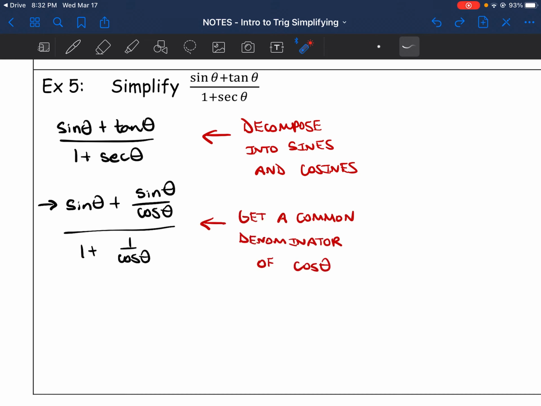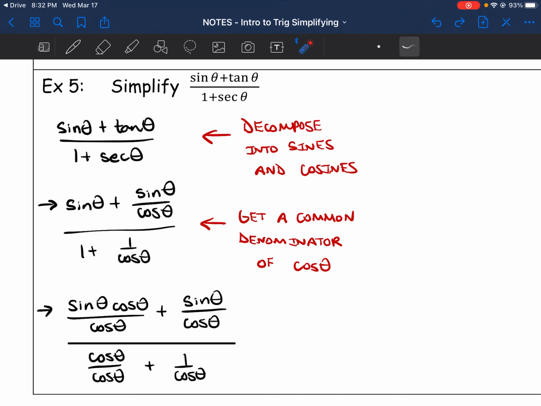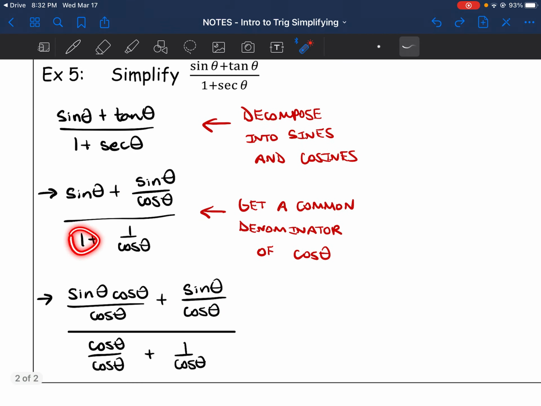Okay, so here's what happens. We can see that the sine theta, when you multiply it by cosine theta over cosine theta, you get this term right here, sine theta cosine theta over cosine theta. We don't need to mess with this term because it already has the common denominator that we wanted. The 1 turns into cosine theta over cosine theta. And we didn't need to mess with this term because it already had the cosine theta that we wanted.